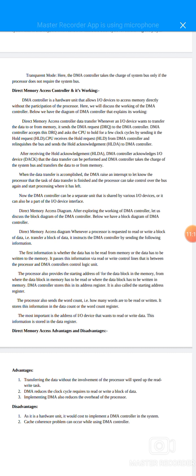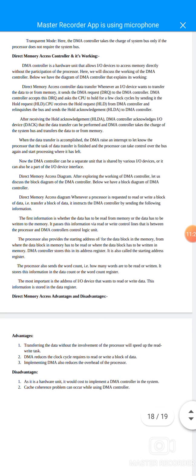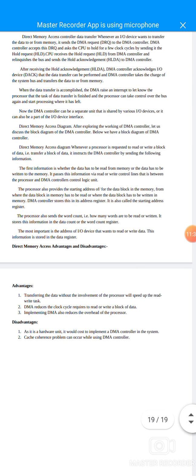The DMA controller sends a hold request, HLD, to the CPU. The CPU receives the hold request, relinquishes the bus, and sends the hold acknowledgement to the DMA controller. When the data transfer is accomplished, the DMA controller sends an interrupt to let the processor know the data transfer is finished, so it can take control of the bus again and start processing where it left off.